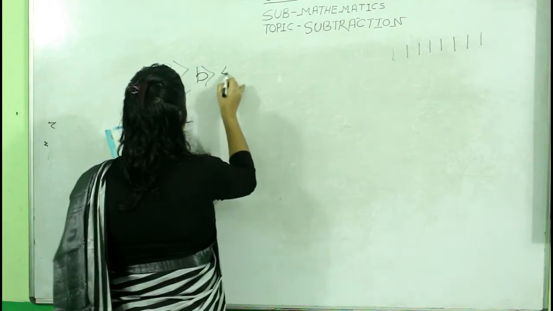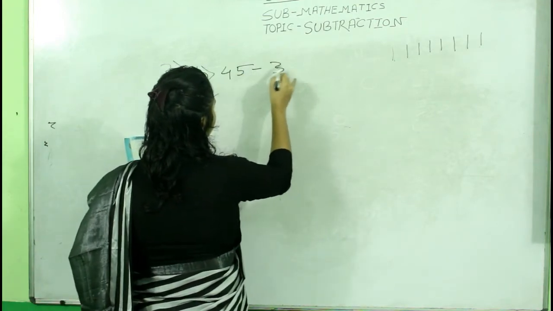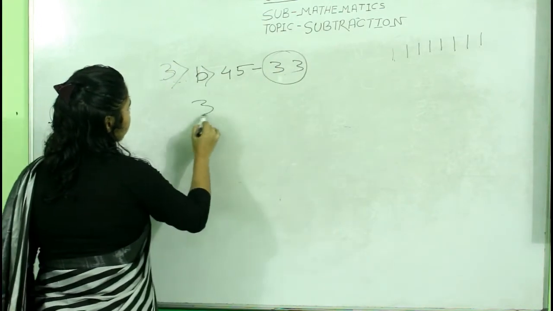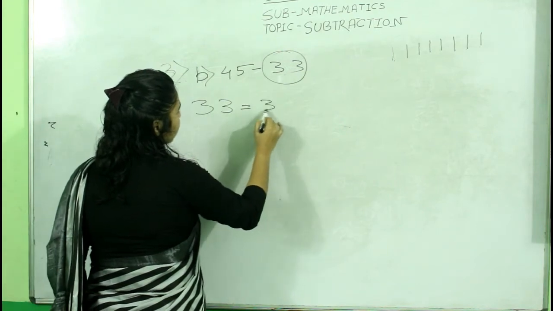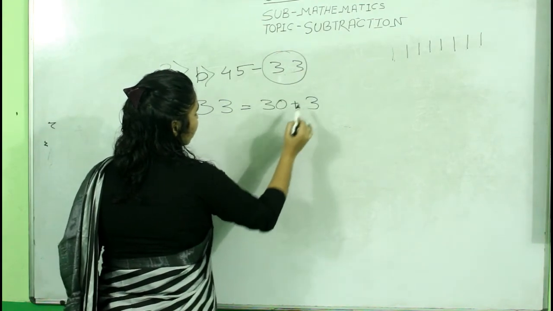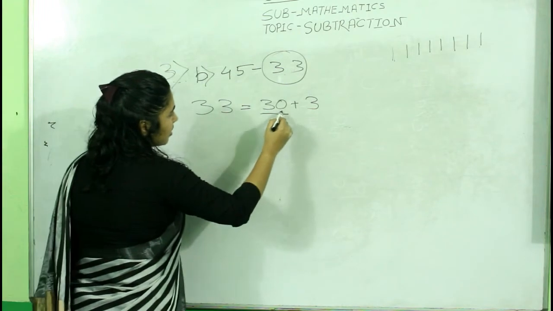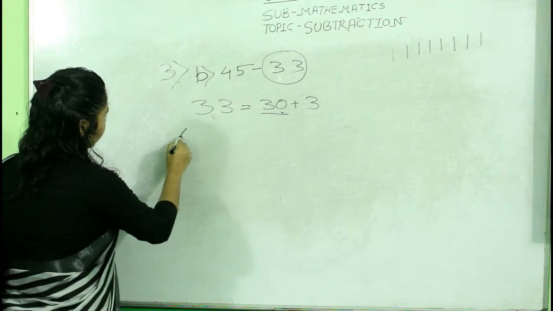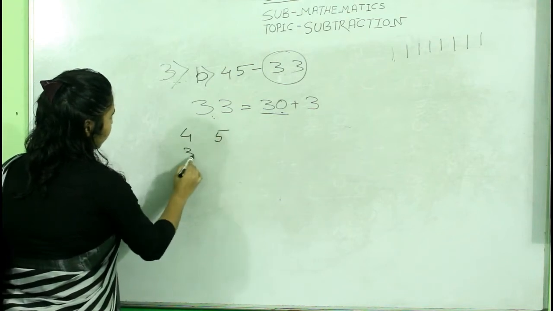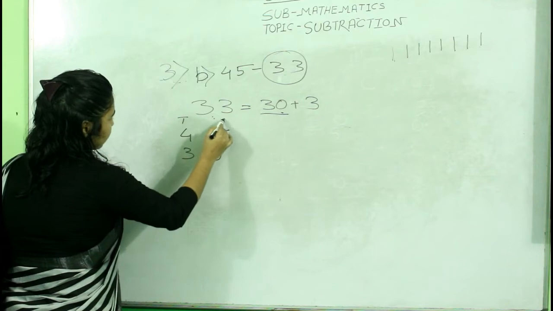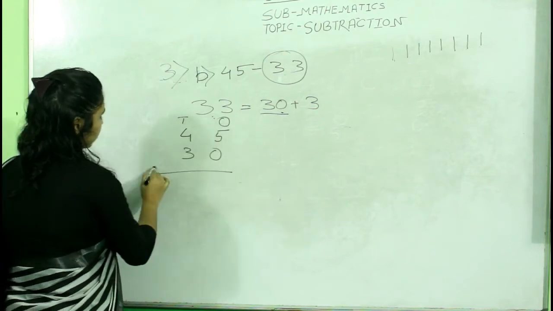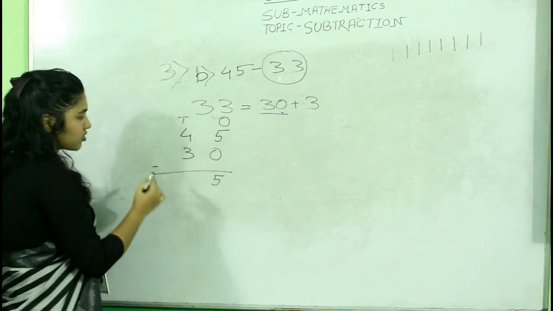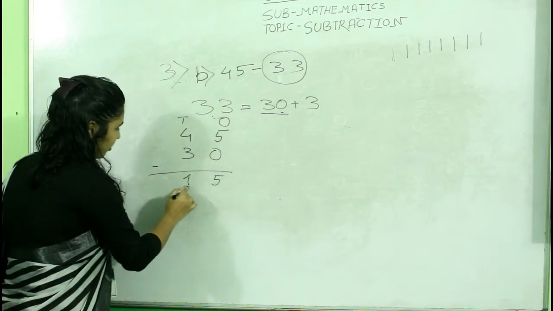Here we have to subtract 33 from 45. Now this is a smaller number. So expand 33 as 30 plus 3, because in 30 here we have more zeros than 33. Now subtract 30 from 45. This is tens place, this is ones place. Now subtract 30 from 45, so here we will get 5 and subtract 3 from 4, which is 1.